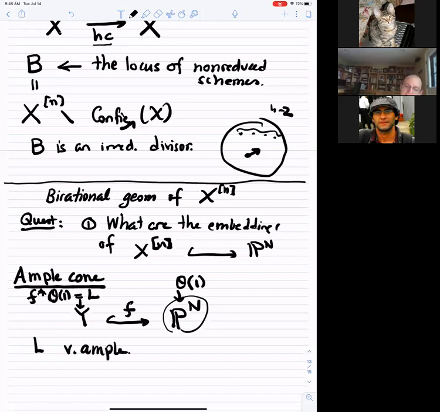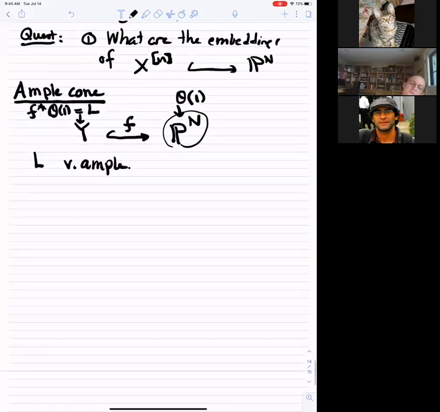And in fact, the converse of this is true as well. If you have a line bundle L over Y, then you can look at the sections of this line bundle. So choose a basis for the sections of this line bundle.